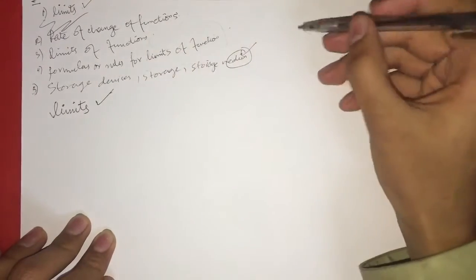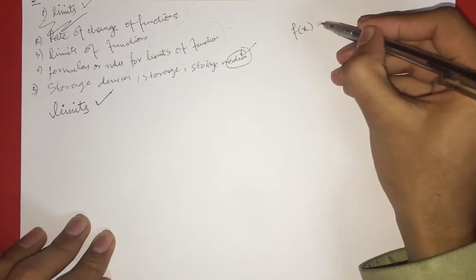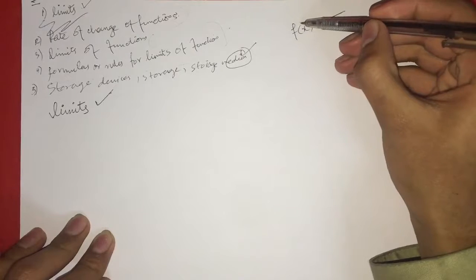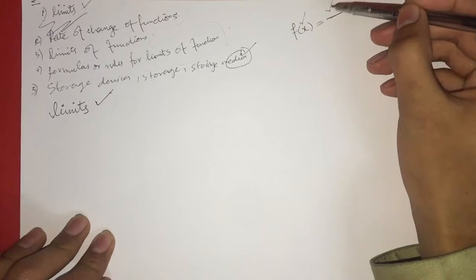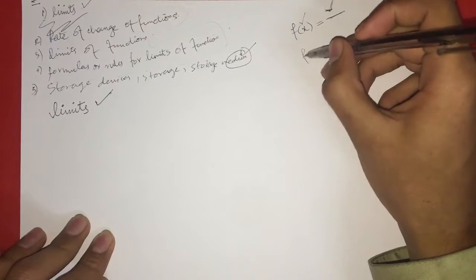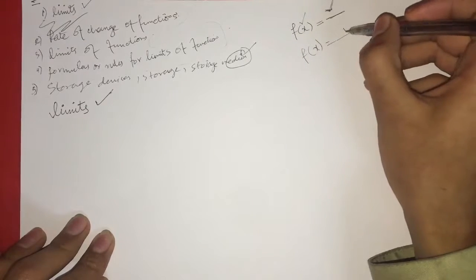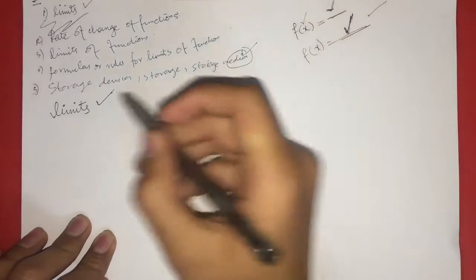But for example, there's a function f of x equals something here. So if you vary x a little bit, it doesn't change the function that much. The function also varies just a little bit, but sometimes when you vary x a little bit, this function is totally changed. So a lot of change occurs in this function also.